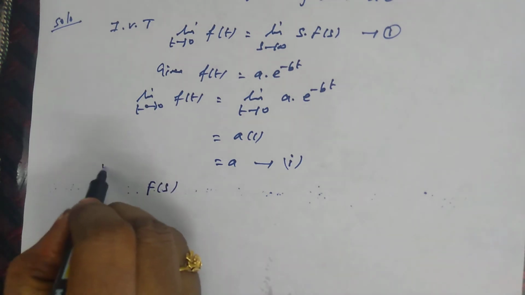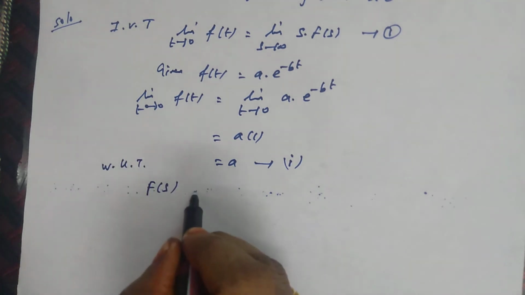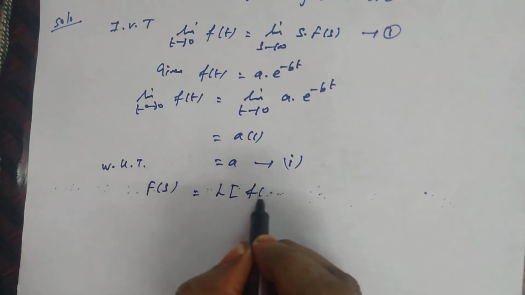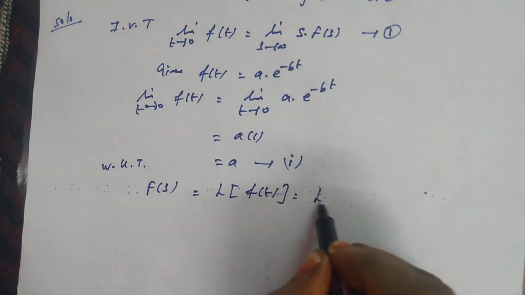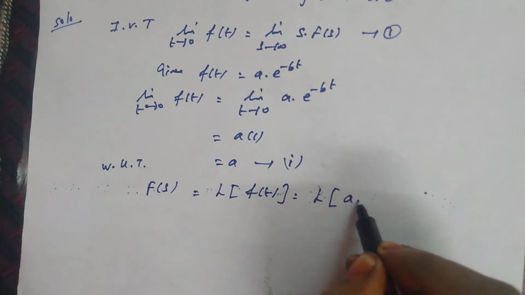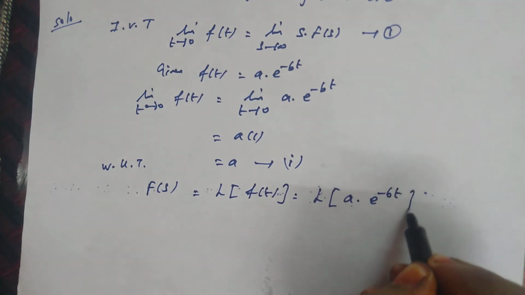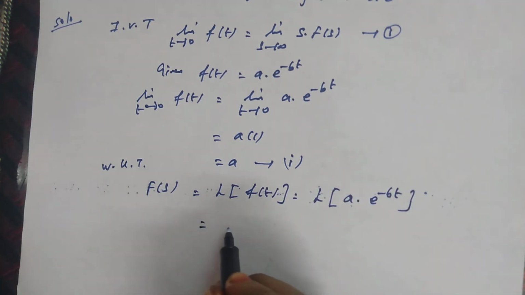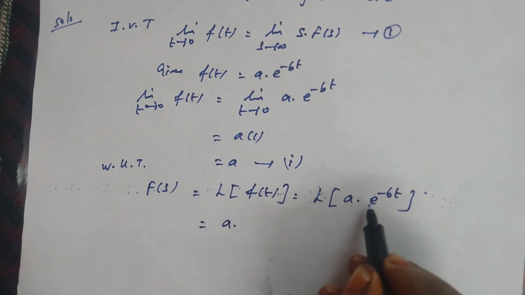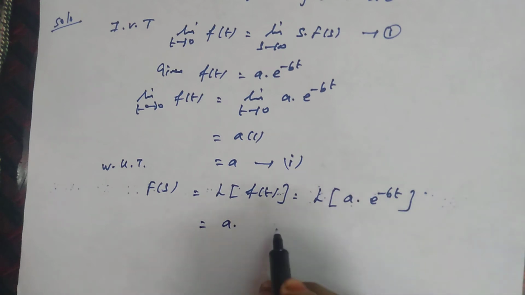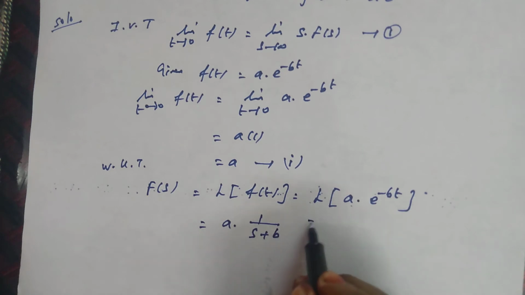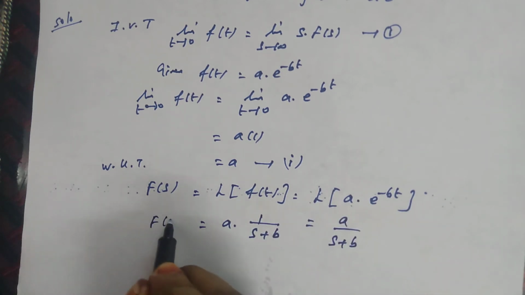We know that f of s is nothing but L of f of t. What is f of t? F of t is a into e power minus bt. A is a constant, so we can take it outside the Laplace transform of e power minus bt, which is 1 by s plus b. So the answer is a by s plus b. What is our f of s? F of s is equal to a by s plus b.